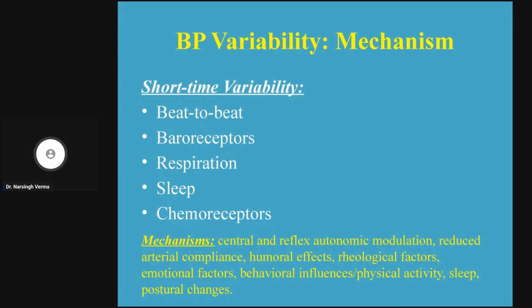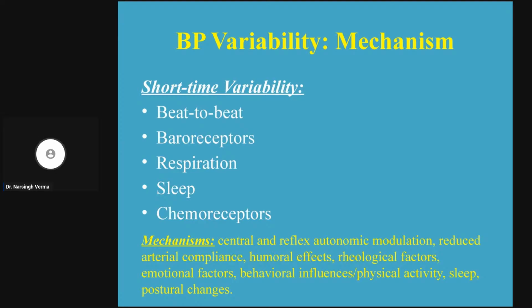Chemoreceptors are again very important. So the mechanisms are basically central and reflex autonomic modulation and reduced arterial compliance. This is very important. And humoral effects, the rheologic factors and the emotional factors, the behavioral influences and physiological activity, sleep, and the postural changes are responsible for short-term blood pressure variability.